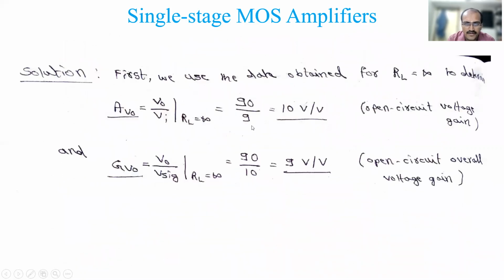So it is 90 by 9, which is equal to 10. The milli cancels out, so 10 volt per volt will come. That is the open circuit voltage gain. So easily, straight away, we can calculate this. This is one of the parameters.